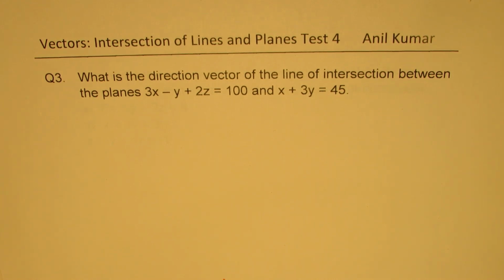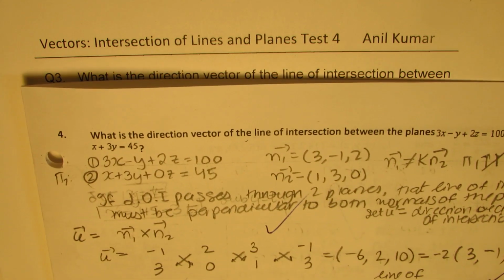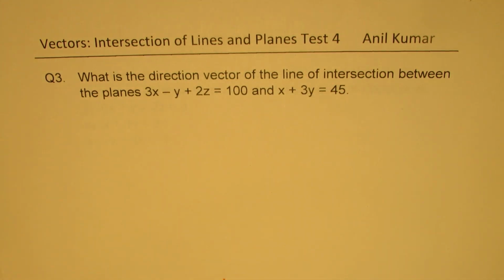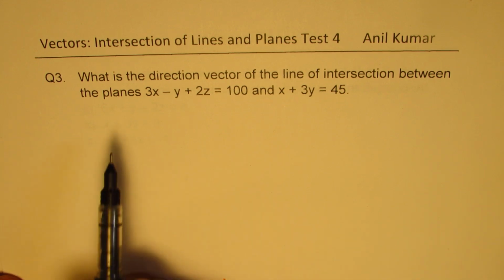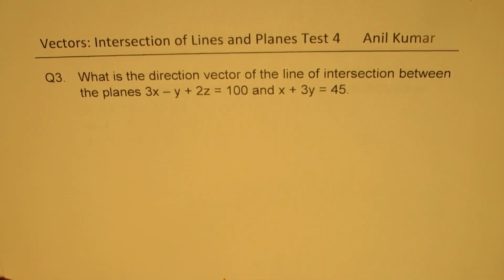In part 1, we saw the solution of the multiple choice and true and false questions, question number 1 and 2. Now let's begin with the knowledge-based thinking and application questions. Here is question number 3. What is the direction vector of the line of intersection between the two planes?